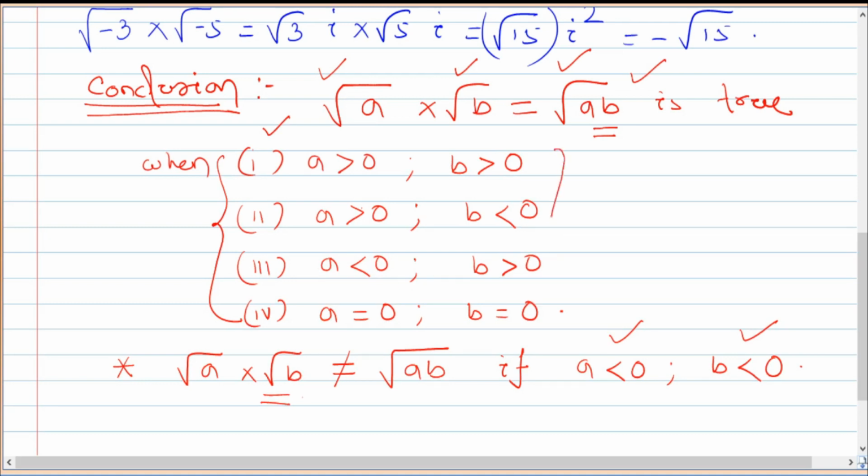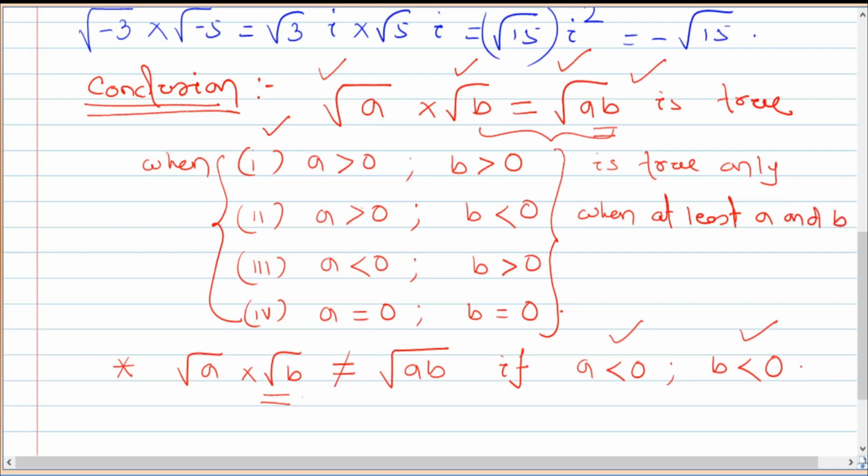In other words, you can say this result is true only when at least A and B are either positive or 0. Do you follow or not? You can say likewise that this result is true only when both are positive, or either one of them is positive, or one is 0, or both are 0.